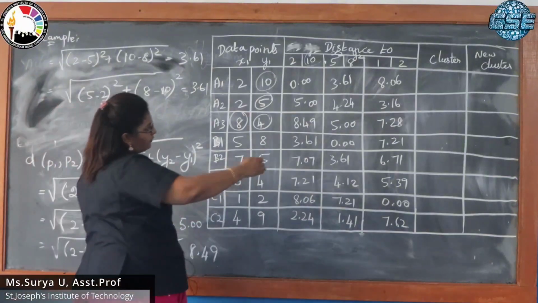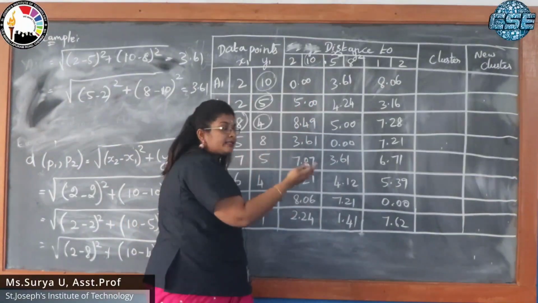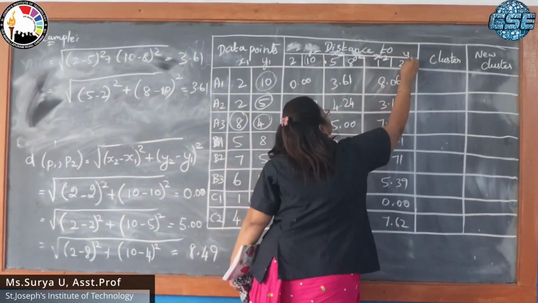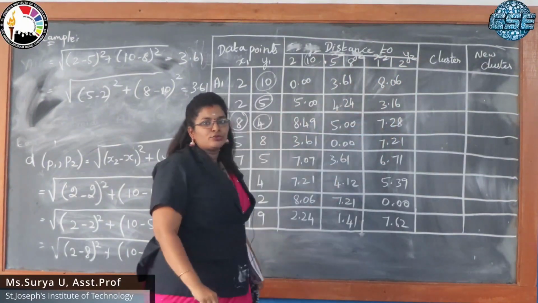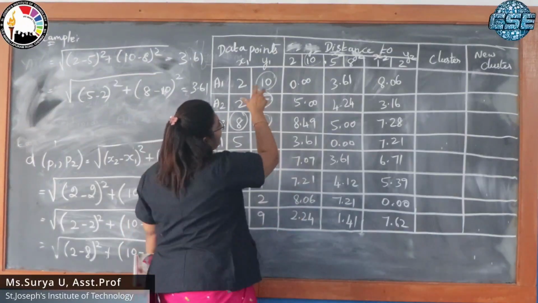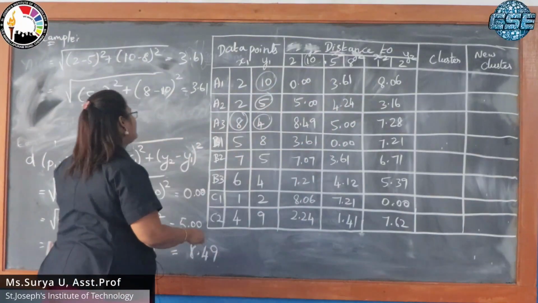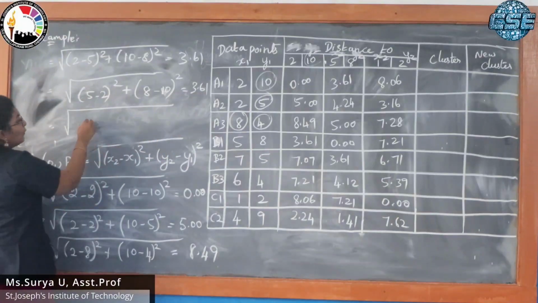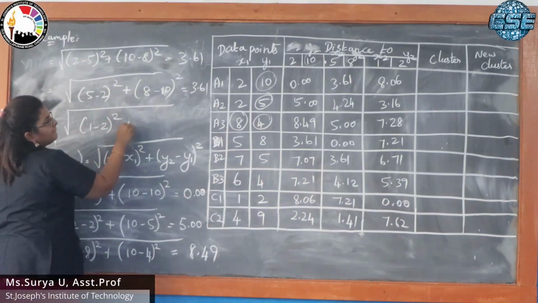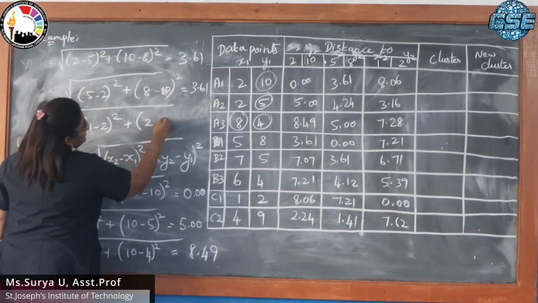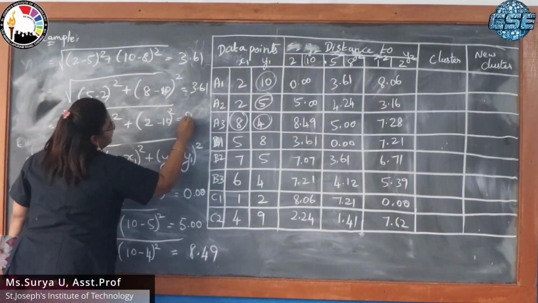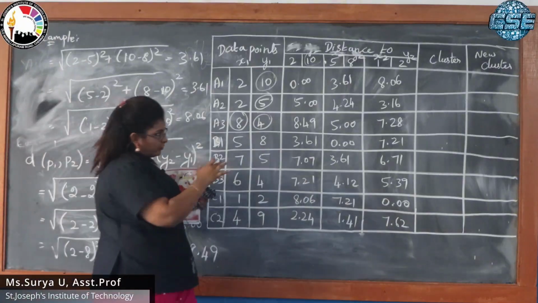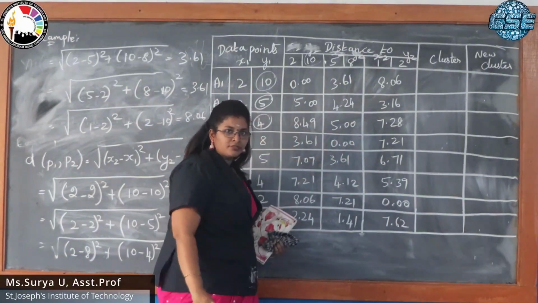Once this part is over, next you have to change this x2 and y2 like this. So the third centroid is your x2 and y2. Now you compare these two values. Again you have to calculate the same. So what you have to calculate? (1 minus 2) the whole square plus (2 minus 10) the whole square. We will be getting 8.06. Okay, so we have calculated all these things. I have written the answers for all of them.